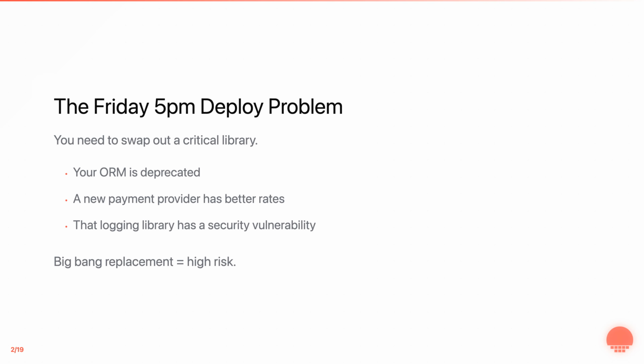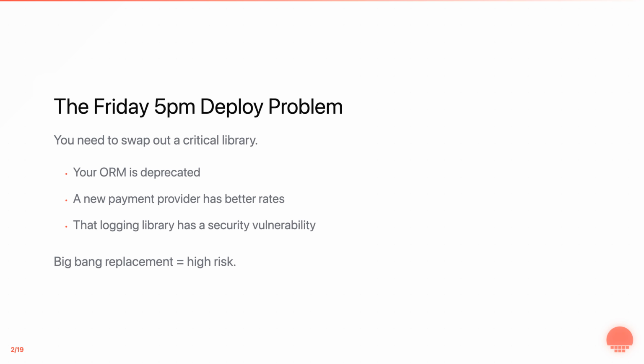Picture this: Friday afternoon, and your ORM just got deprecated. Or worse, that logging library has a critical security vulnerability. You need to make a change, but the entire system depends on it. The instinct? Rip it out and replace it in one massive PR. But we all know how that ends. Merge conflicts, integration chaos, weekend deployments.